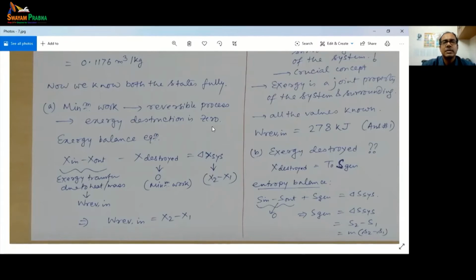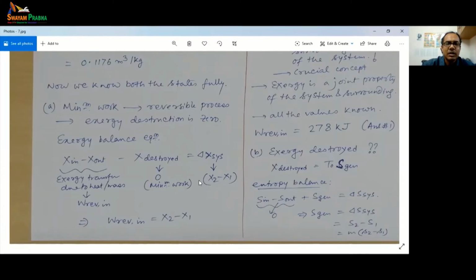So the signature of reversible work is exergy destruction will be 0, or entropy generation will be 0. If we write the exergy balance equation, here also, unlike mass and energy, exergy can be destroyed. The exergy transfer due to mass and heat, that is X in minus X out, minus X destroyed, will be equal to delta X of the system, that means the change in exergy.